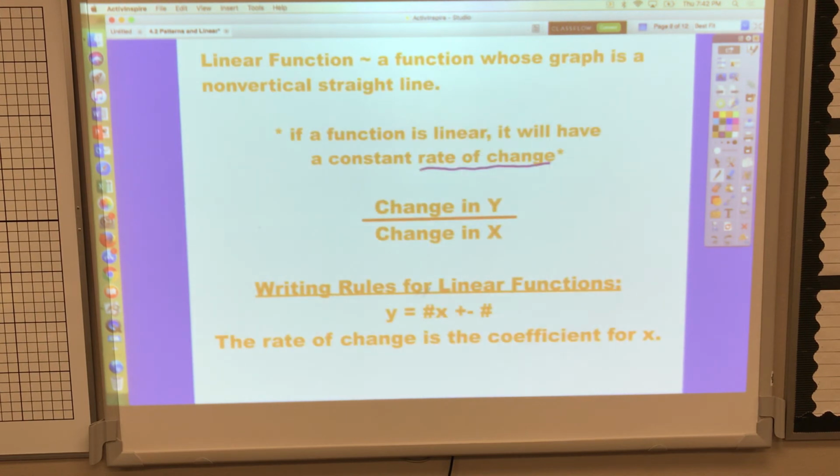Okay, so this is definitely a formula you're going to want to remember. And this number right here, that coefficient of x, is always your rate of change, which is this formula, change in y over change in x.